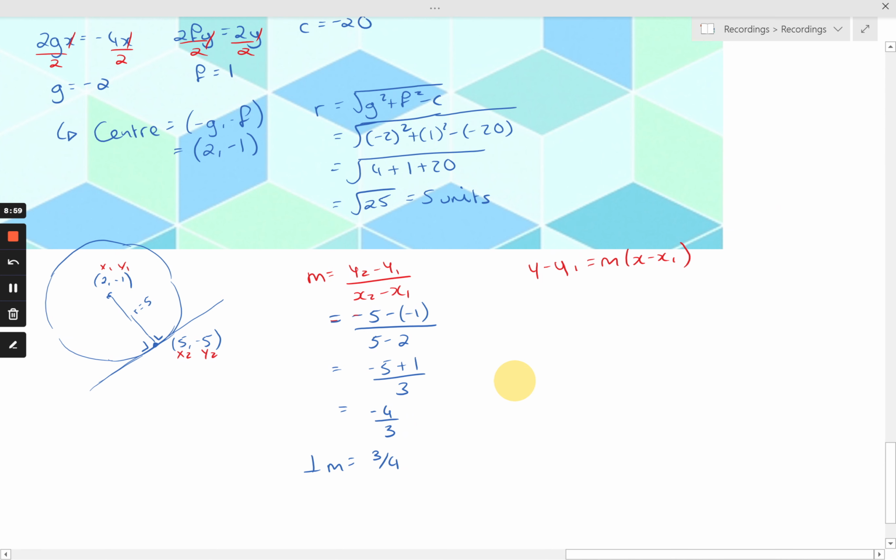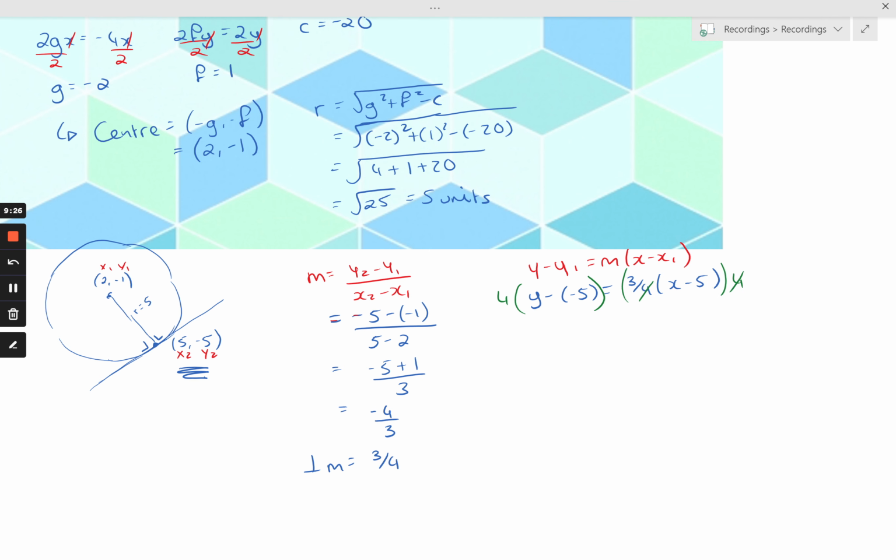So now here I'm going to use 5, minus 5 has to be the point I sub in for the equation of a line, because it has to be on the tangent. So we cannot use the centre, we have to use 5, minus 5. So we're going to have y minus minus 5 is equal to 3 over 4 by x minus 5. To get rid of the 4 on the bottom of the fraction, I'm going to multiply both sides by 4, which will get my 4's to cancel because it's the opposite to divide.